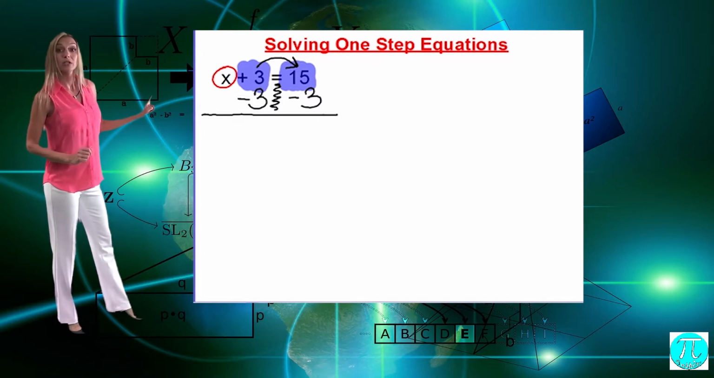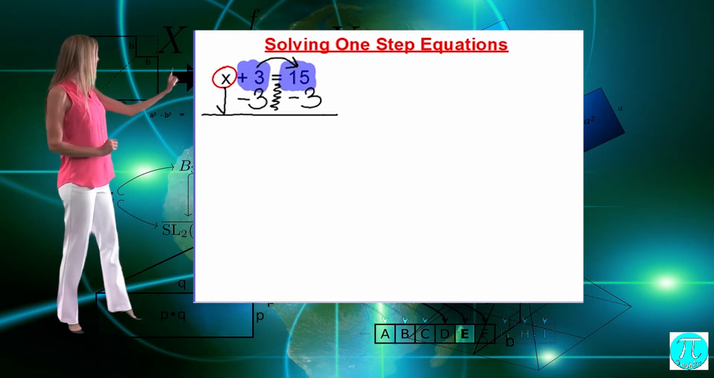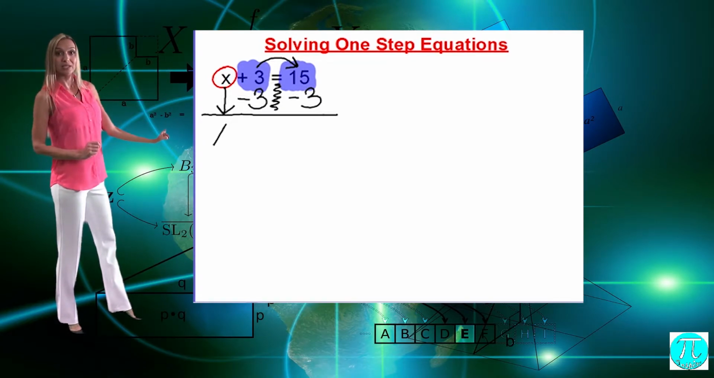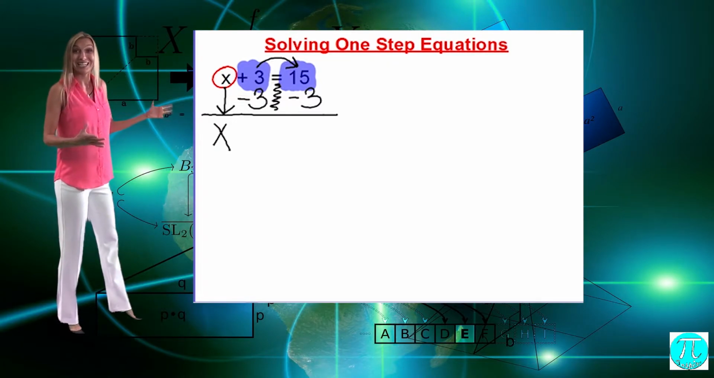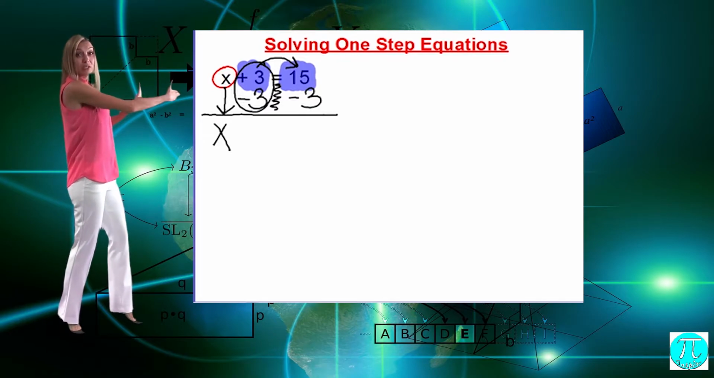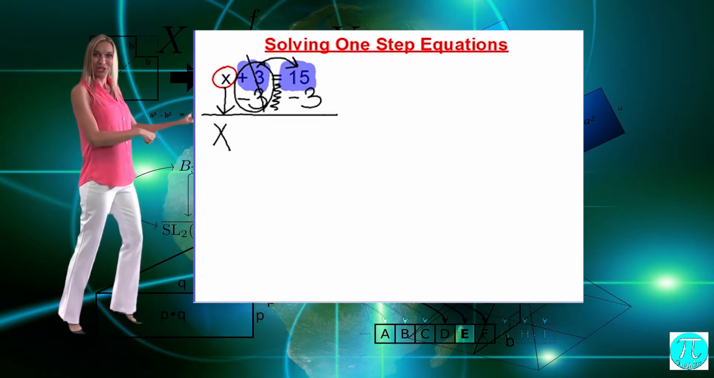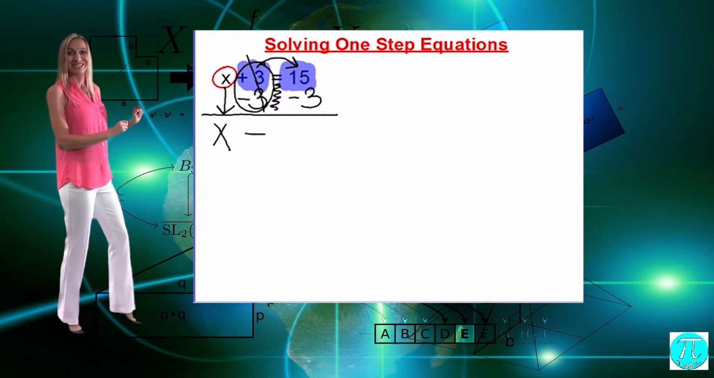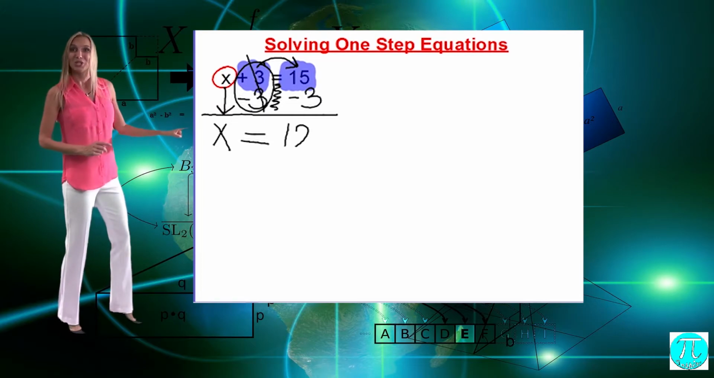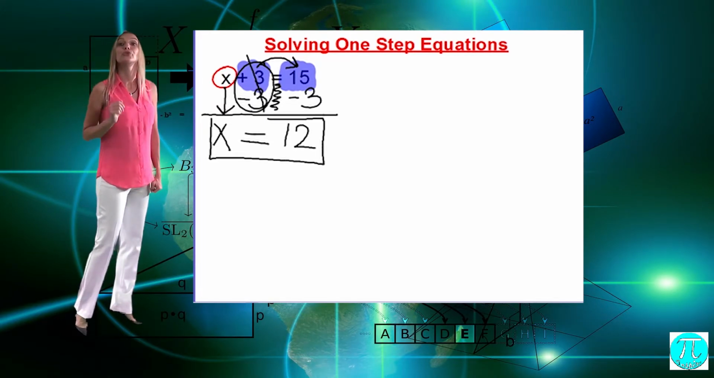Now let's see what we're left with. The x. We did not touch the x, right? So the x is still there. So we'll drop it down. Now positive 3 minus 3 is, well, a 0, right? And that's what we wanted. We wanted the 3 to be gone from the left side, right? Away from the x. Then we have our equal sign. And on the other side, we have 15 minus 3, which equals 12. So our solution is x equals 12.